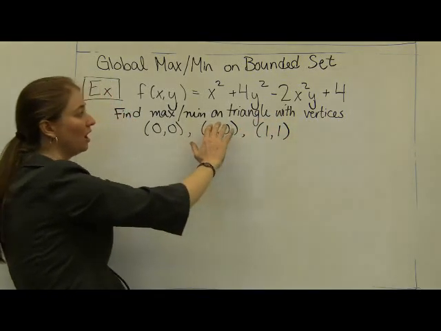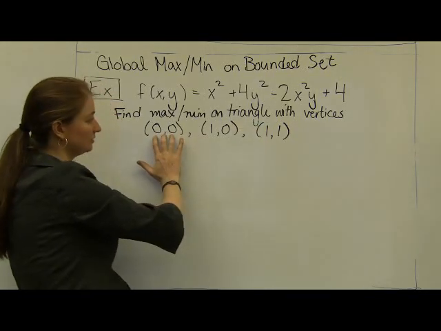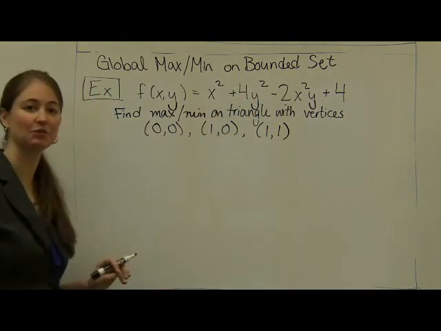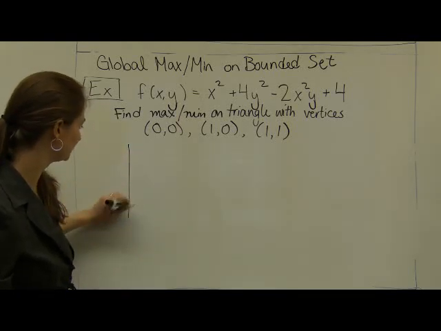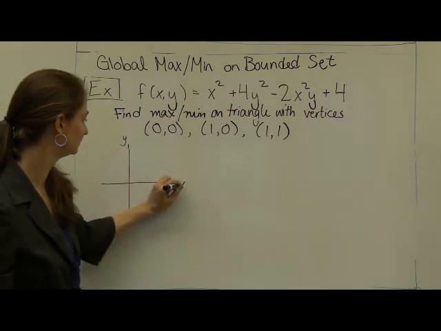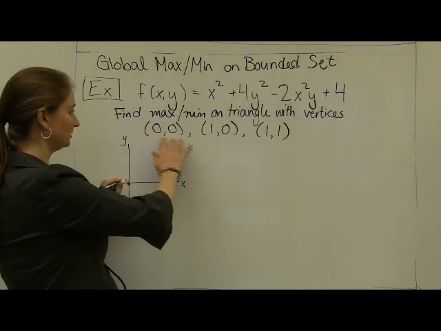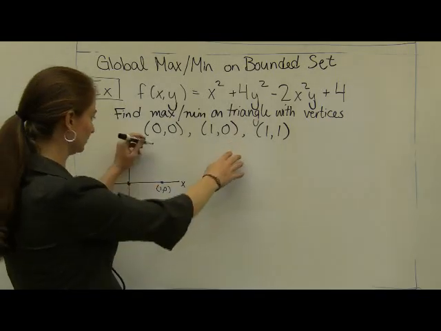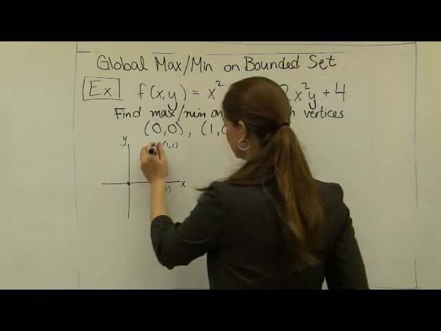I want to know, if I look at this triangle, the triangle with vertices 0, 0, 1, 0, and 1, 1, when is my function highest and when is my function lowest? So looking at a picture of this in the xy plane, I'm looking at the triangle with vertices 0, 0, vertex 1, 0, and vertex 1, 1. I shouldn't be standing on this side, sorry.